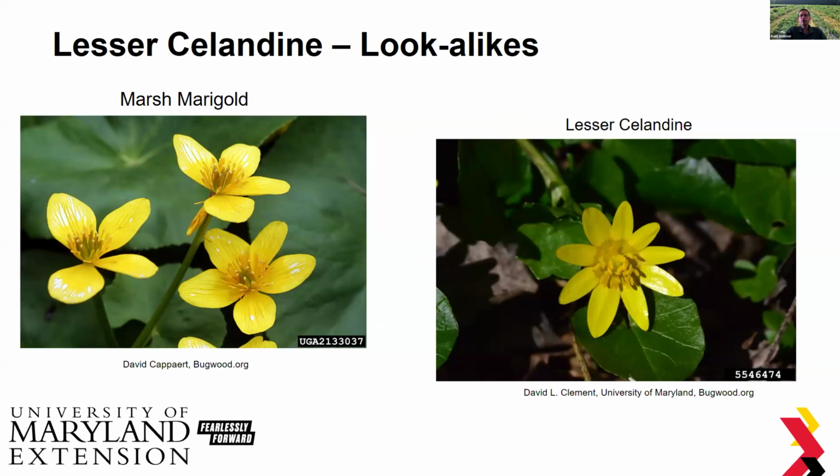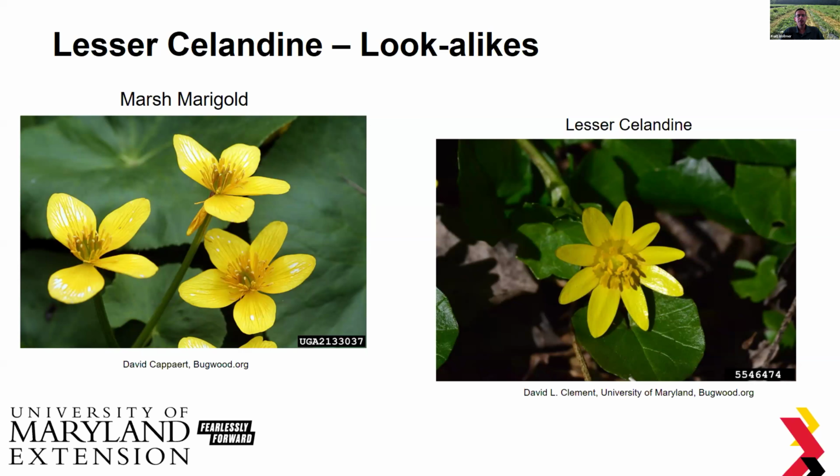Lesser celandine is another one of these plants that can be confused with our native species. As I mentioned, lesser celandine is a member of the buttercup family. It's often confused with our native marsh marigold, but that plant is only going to have about 5 to 9 petal-like sepals, whereas lesser celandine is going to have about 7 to 12 petals that are actually narrower than the marsh marigold. And lesser celandine is also going to have bulbils around the stem.